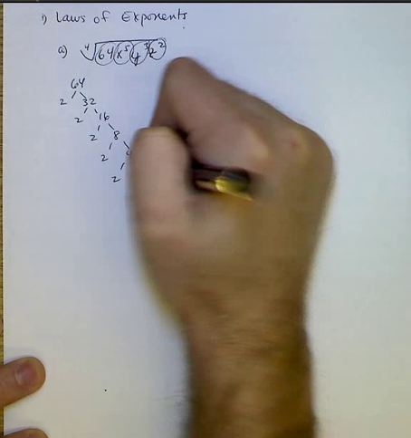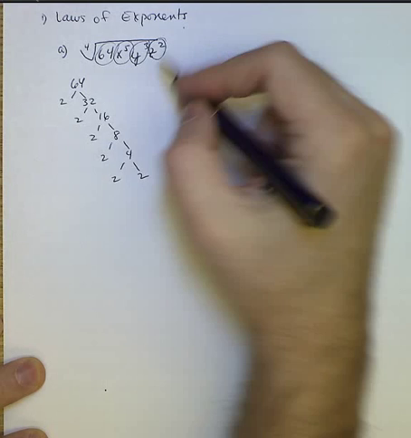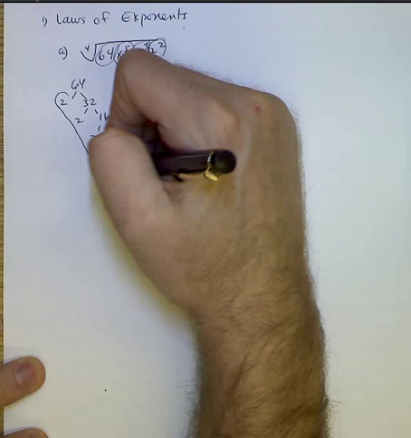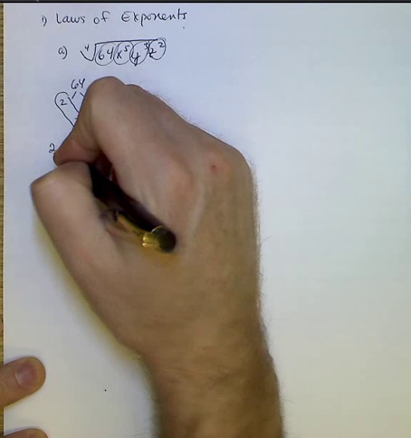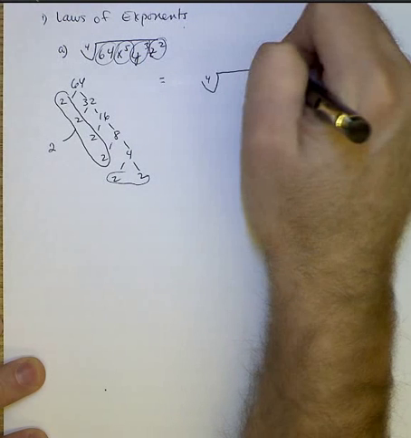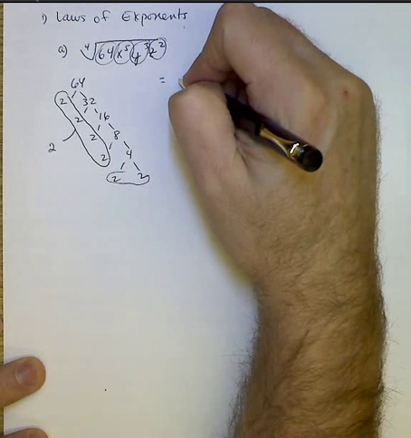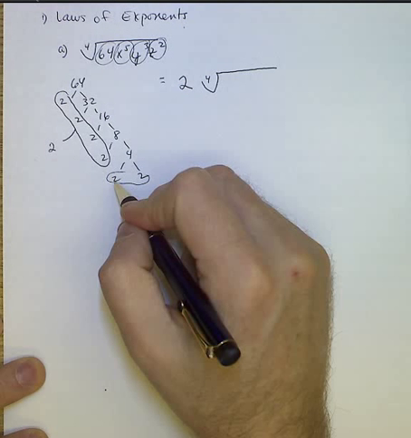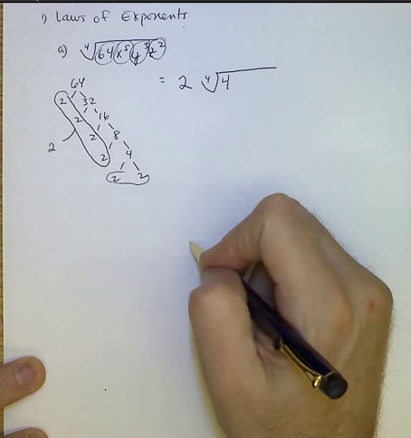And then we need to figure out how many groups of 4 we can make. Well, here's a group of 4 right here, and then there's 2 left over. This comes out as a 2. So our answer, at least related to the 64, there'll be a 2 that comes out, and we have 2 times 2, or 4, that stays in.